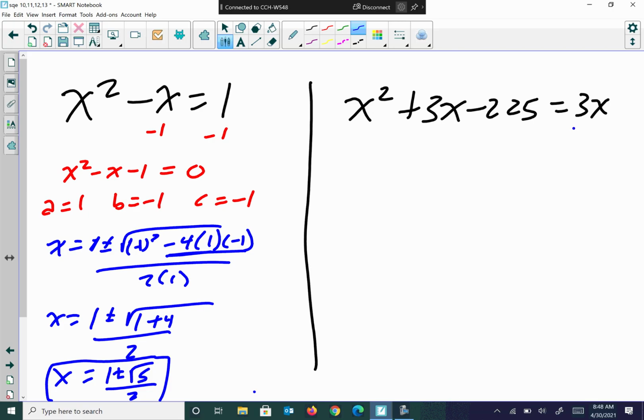All right, subtract 3x, because I want it to equal 0. Oh, that's really nice. Look. Oh, that cancels out. So I get x squared minus 225 equals 0. Add 225.